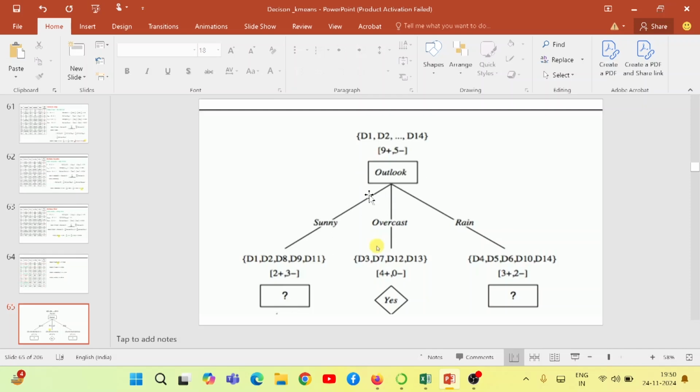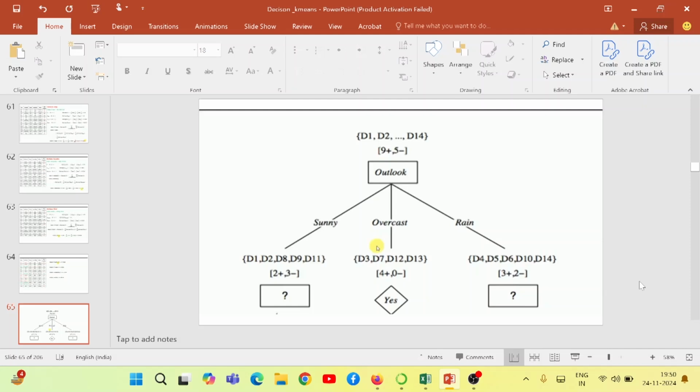In outlook, we have 3 attribute values: sunny, overcast and rain. With respect to sunny, these rows fall down: D1, D2, D8, D9 and D11. So we have to again do this analysis and find out which would be the next node. Similarly, in overcast, all the values are coming as yes, so this will become a leaf node. In rain, again this many rows are there, so we have to do the same analysis and check which node will come over here.